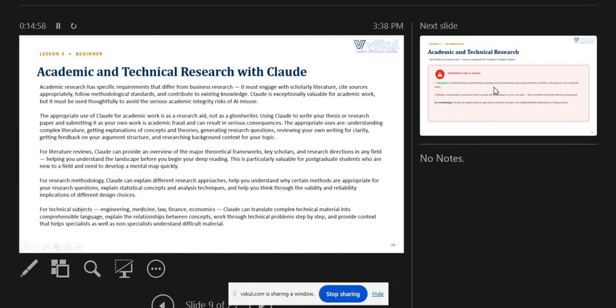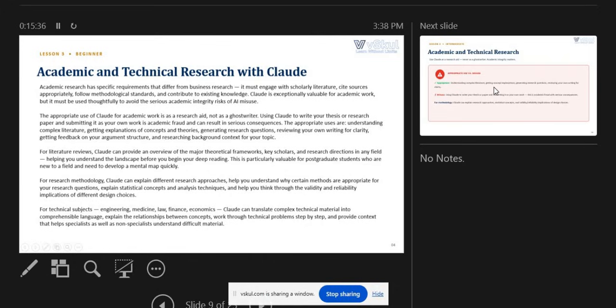The appropriate uses are understanding complex literature, getting explanations of concepts and theories, generating research questions, reviewing your own writing for clarity, getting feedback on your argument structure, and researching background context for your topic. That is where Claude and other AIs apply, but not them doing the entire work for you and then you submit it and claim it is your work. The knowledge is not yours.